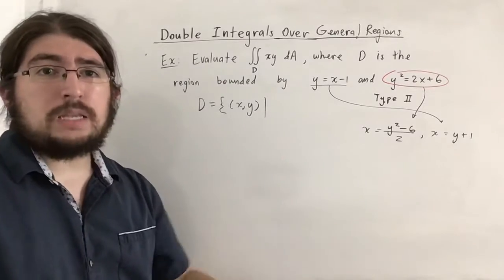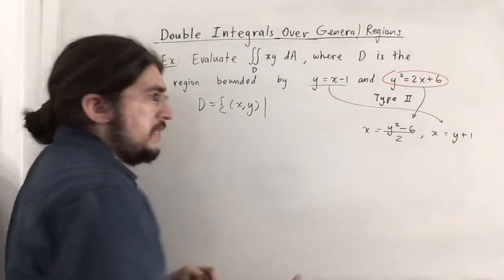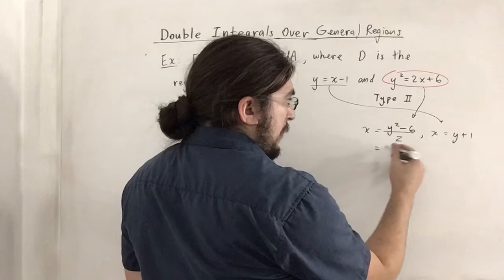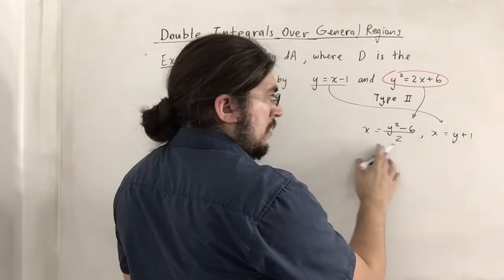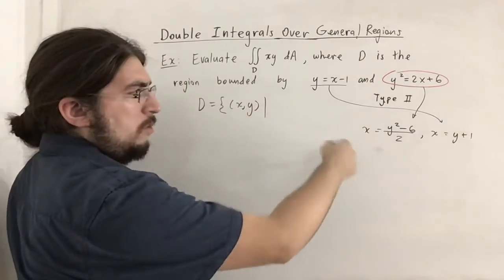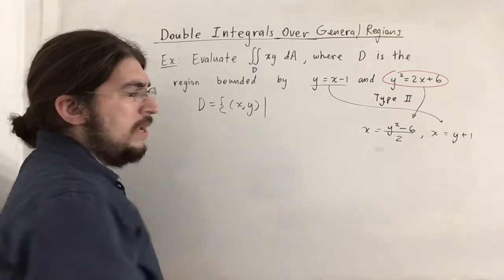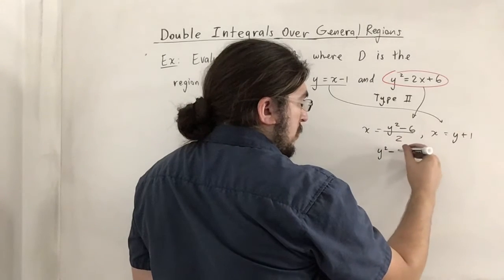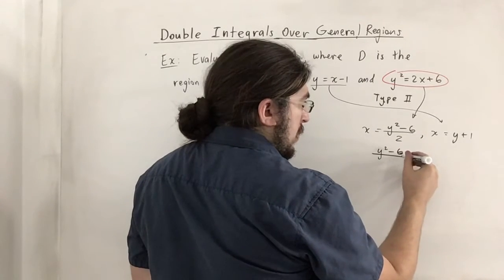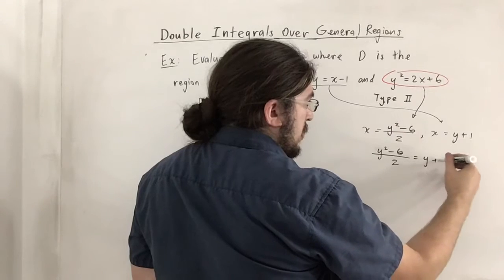So remember what I said with the last example, we can set these equal to each other. And actually, it's better, I think, in this case to split this up. I was going to split it up as 1/2 y squared minus 3 because 6 over 2 is 3. But I'll actually leave it like this. It's not going to be too bad. So we'll set these equal to each other. y squared minus 6 over 2 is equal to y plus 2.